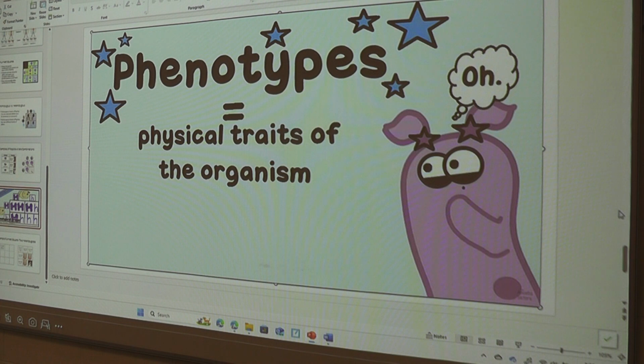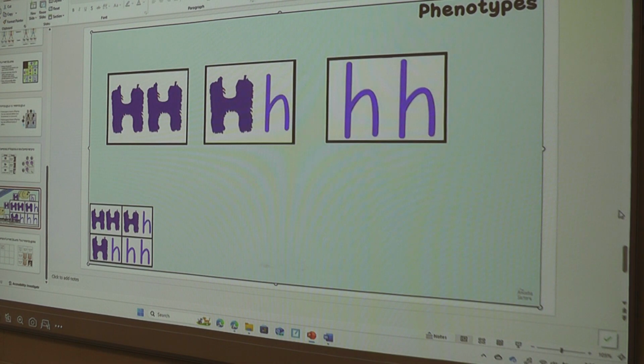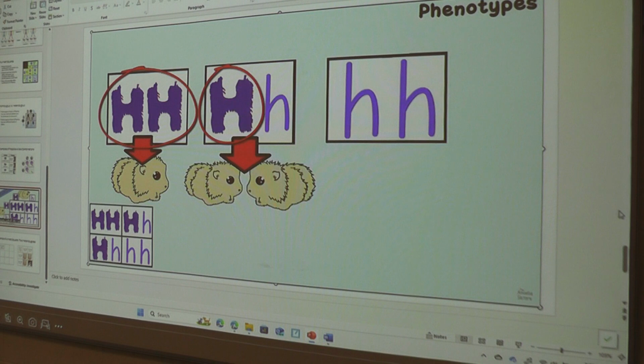So the phenotype would be the physical traits of that organism. And in this example, it's whether they have hair or not. Now remember, any babies that have a capital H have a dominant allele, and they will have hair. So the babies that are big H, big H, they have hair. So 3 of them here, the 1 big H baby and the 2 big H babies, they all have hair.